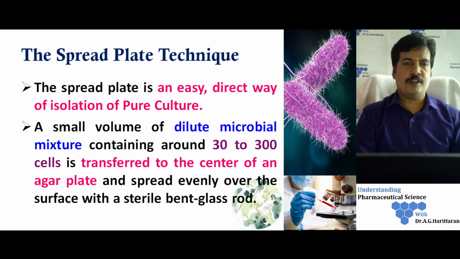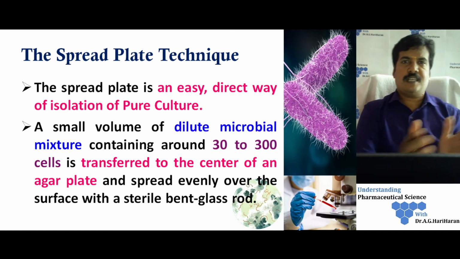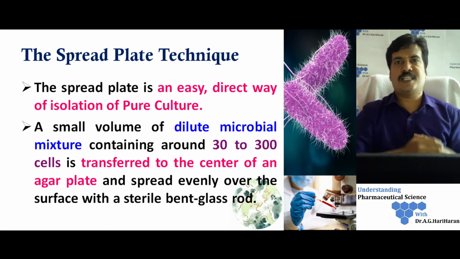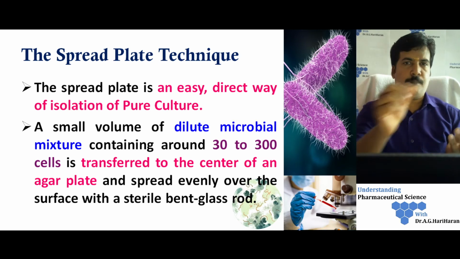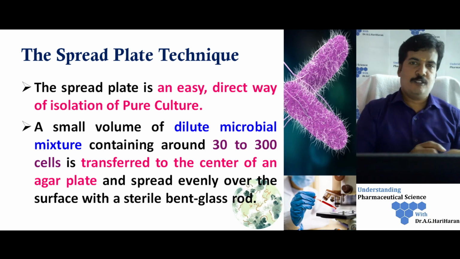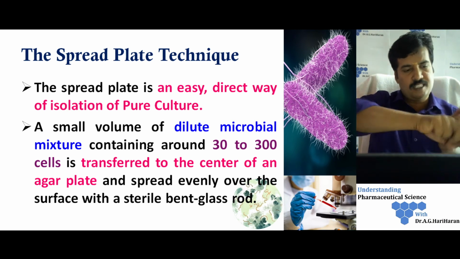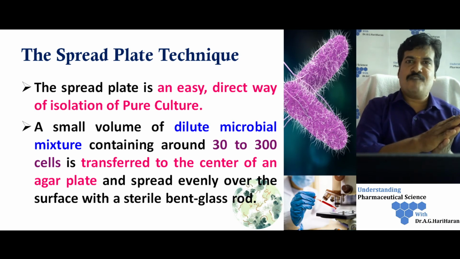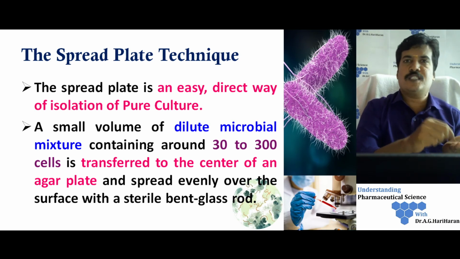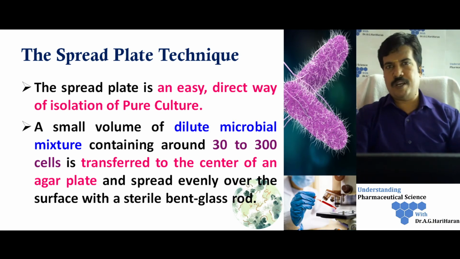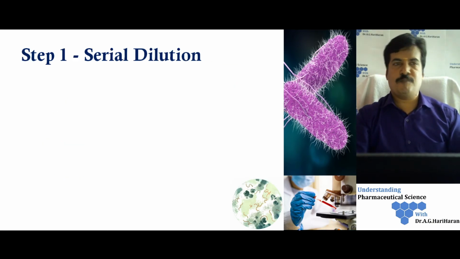What we are doing is diluting the sample, similar to the pour plate technique, to a certain extent. Once the population has been reduced to around 300 cells, a single drop is placed at the center of the petri dish. Then it is evenly spread. That's why we call it the spread plate technique. It is evenly spread and forms a layer. After incubation, we can see an individual cell grow into a colony. The spread plate technique is the most widely used technique for the isolation of pure culture.